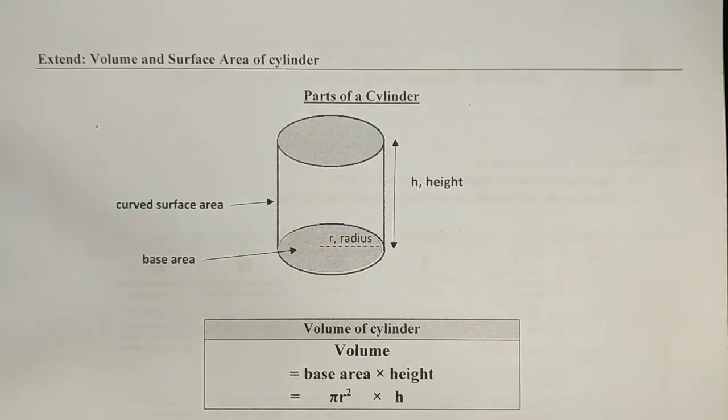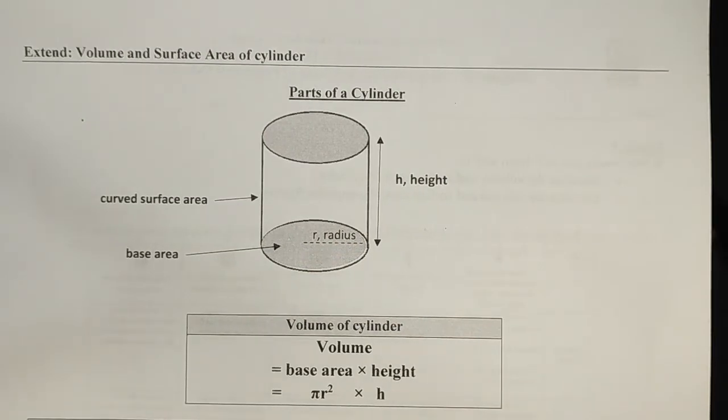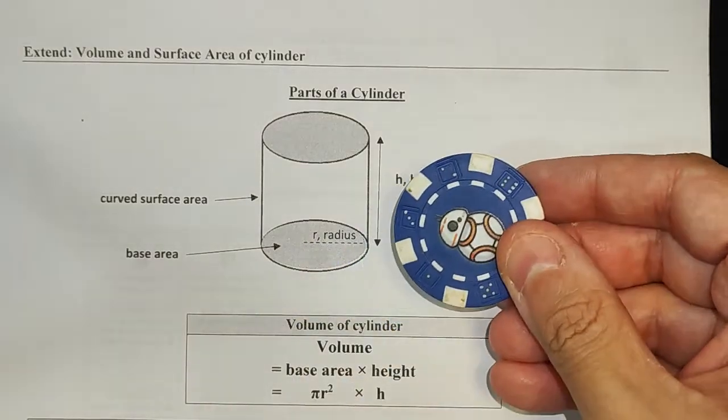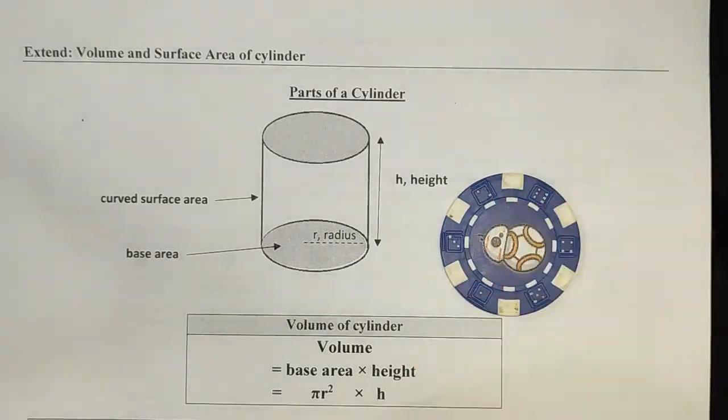Okay, so we're going to talk about the volume of the cylinder. It is very similar to the volume of the prism, which is the base area multiplied by the height. If you notice, the formula is the same. So what I have here is a circle. Now, how do I get the cylinder?